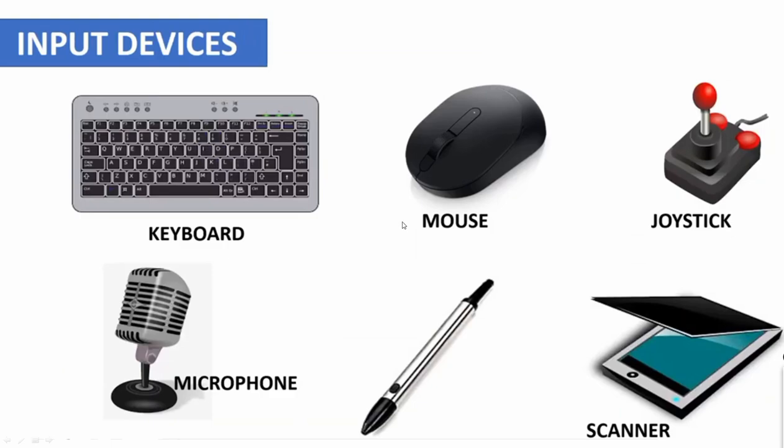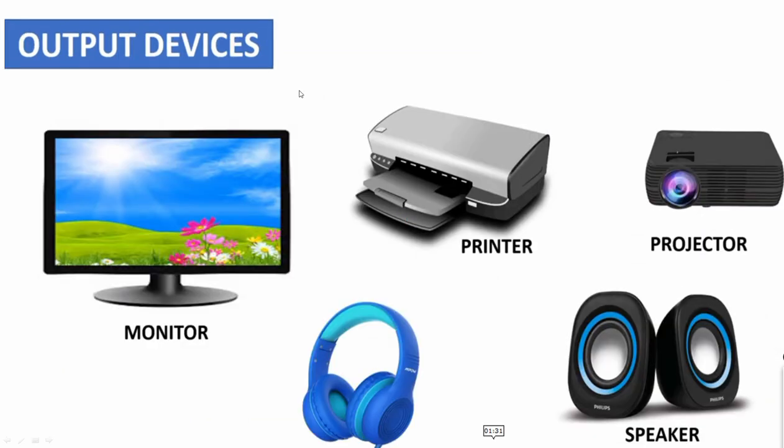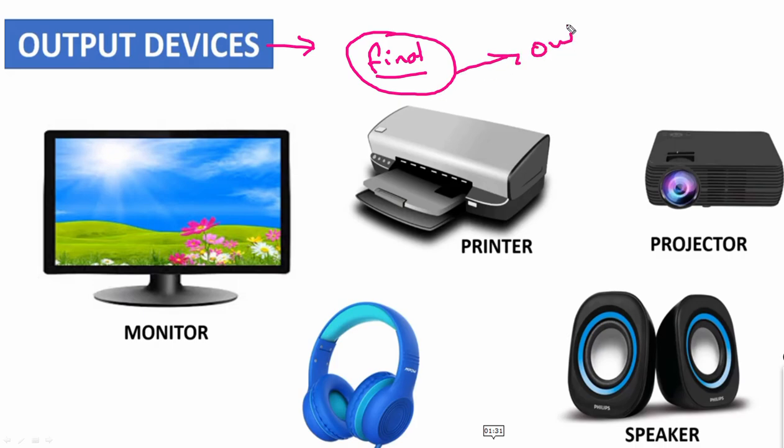Then here we are going to see some output devices of the computer. Output is the final result of a computer. Whatever input we give, depending on the input we get one final result. The final result we call output. And the devices which we use to see the output on the computer, we call output devices.